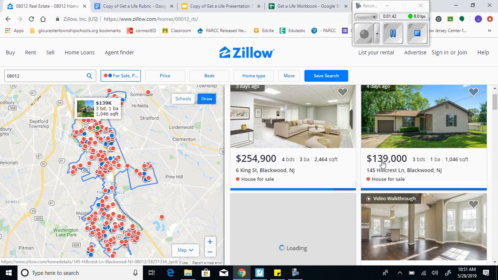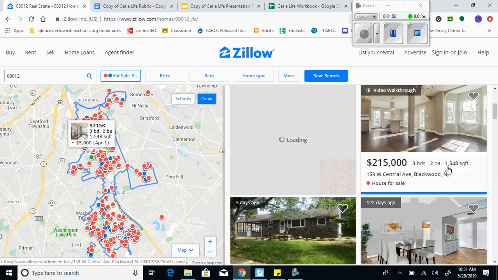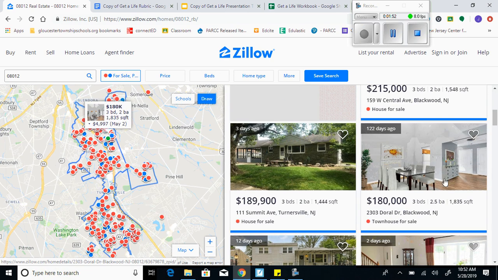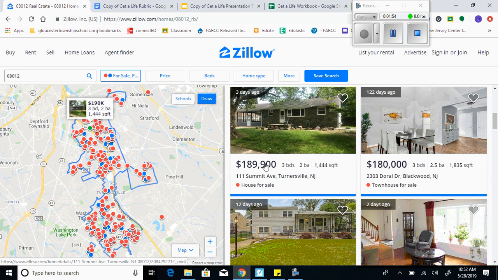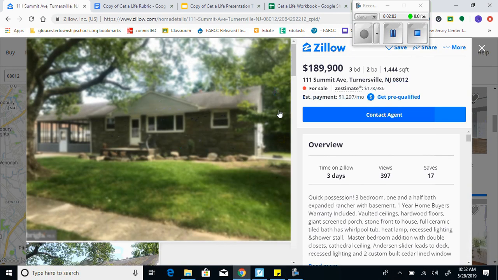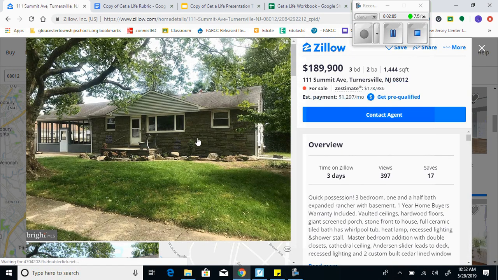So I'm looking right here. I see this one that is $139,000 in Blackwood. It has 3 bedrooms and 1 bathroom. So that would be good for what I am looking for in my first home. This one also looks nice too. 3 bedrooms, 2 bathrooms. I like the fact that it has 2 bathrooms. So I think I'm going to choose this one. This is the house that I am going to decide to choose.